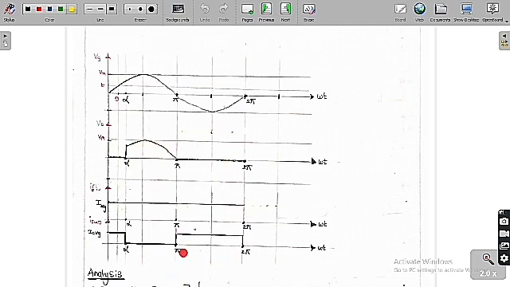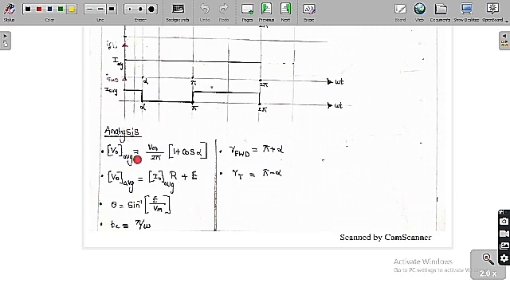From pi to 2 pi and from 0 to alpha we are going to get a freewheeling diode current, whereas only from alpha to pi we are going to get a thyristor current, and this is called the load current. So now we are going to analyze this circuit.